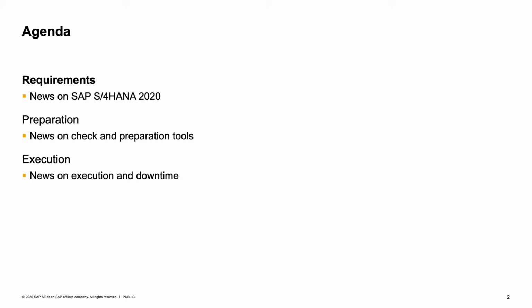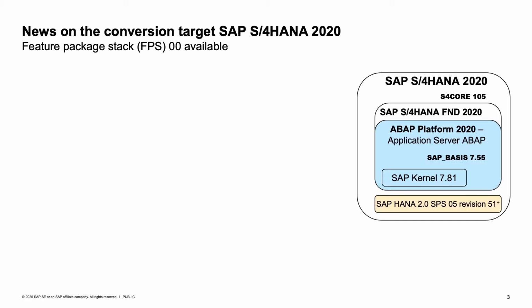For this session, we have an agenda with 3 sections. We start with the requirements for the system conversion, followed by the preparation, the news on the tools and preparation tools, and last part is on execution of the technical conversion. So the requirements will especially focus on the news on SAP S/4HANA 2020.